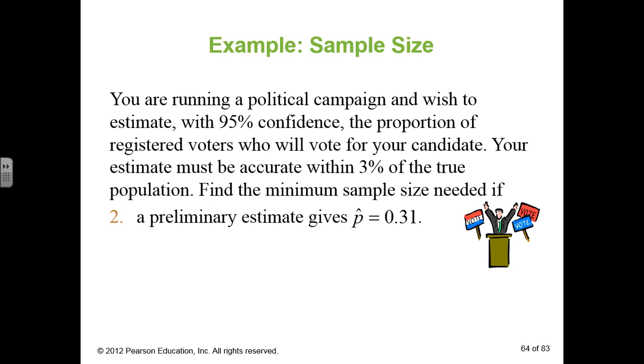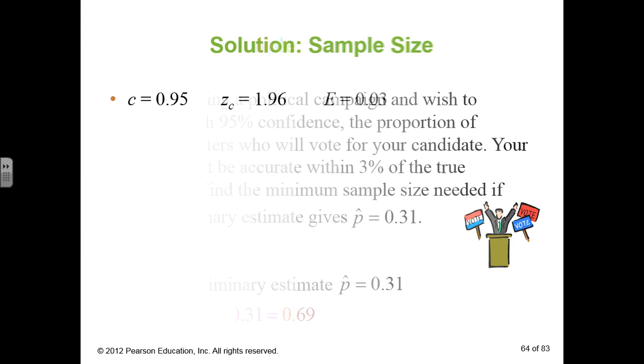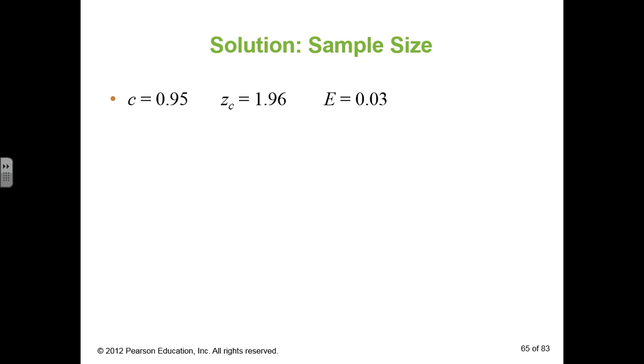Now suppose we are given a preliminary estimate for p hat that is 0.31. So let's again find the minimum sample size for the same problem. If p hat is 0.31, then q hat is 1 minus 0.31, or 0.69. Again, the confidence interval is 95%, which means my z critical value is 1.96. My margin of error is still 3%, which written as a decimal is 0.03.